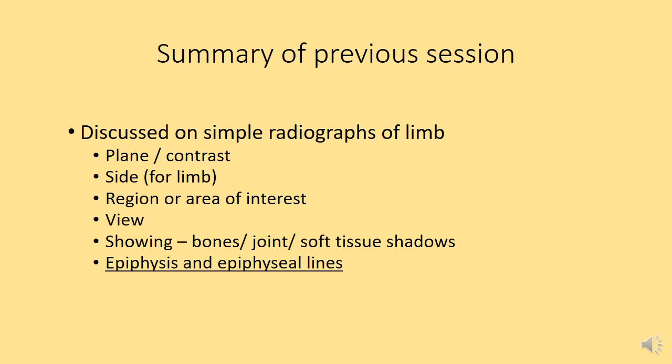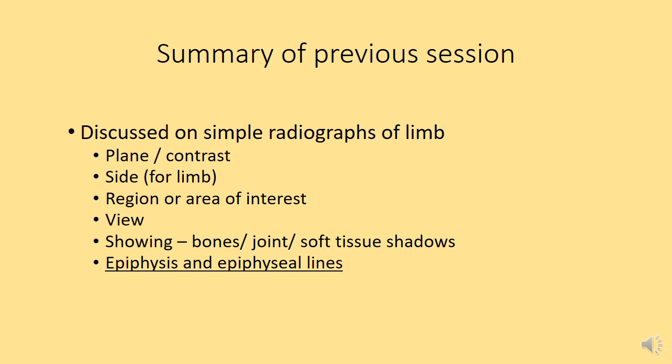In the previous session, you learnt about the simple radiographs of limb under the heading what are plain and contrast radiographs, how to determine the side of the limb, region of interest if a joint is involved, how the region of interest is focused in the center of the field, and how view is determined, AP view, lateral view, oblique view, and also how soft tissues, bones, and joints shadows are seen.